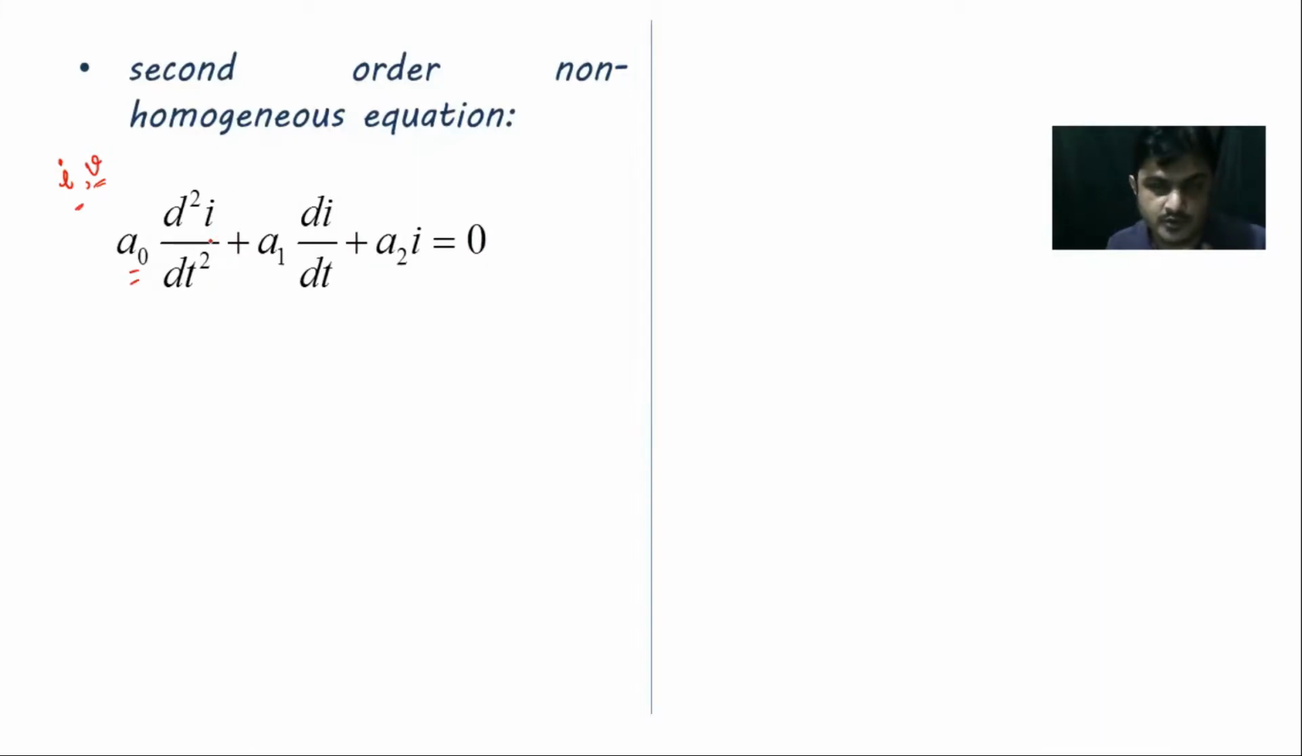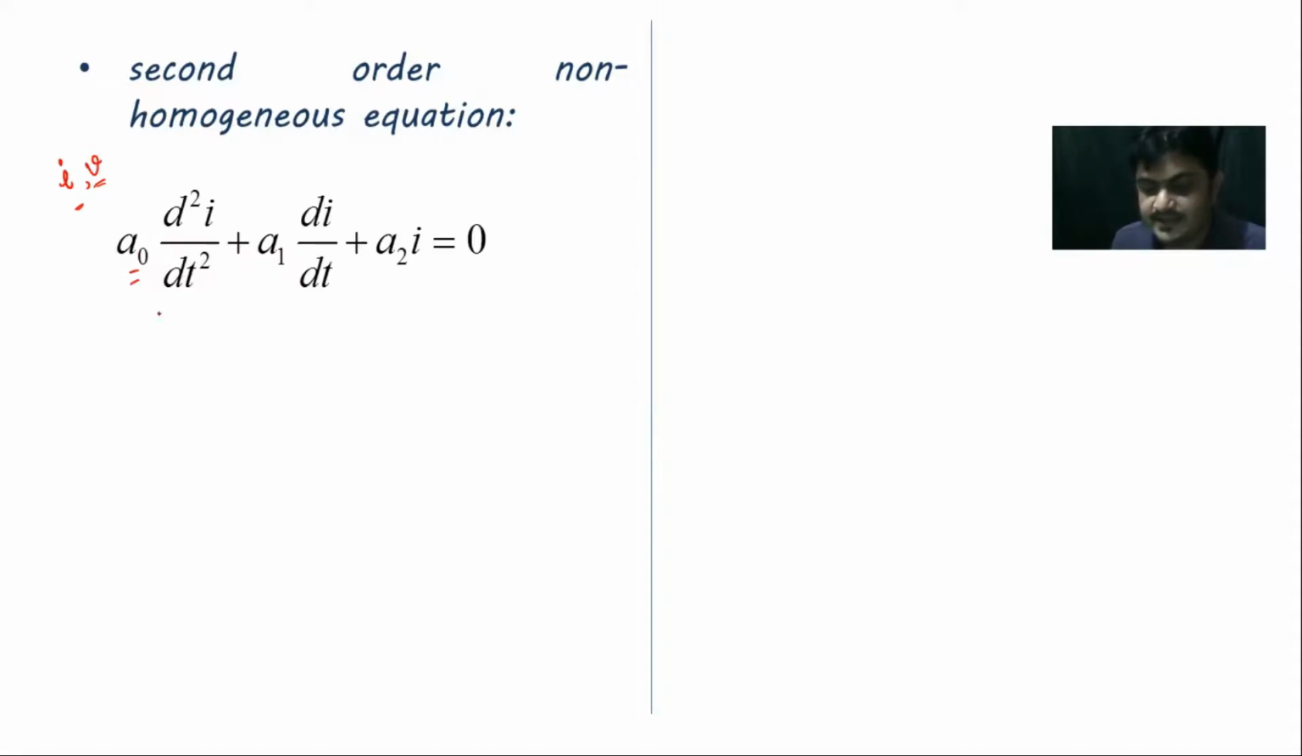If you have to calculate the current, then this could be d square i by dt square, and if you want to calculate the voltage, in that case this equation turns out to be d square v by dt square plus a1 dv by dt plus a2 into v that is equal to 0. So you take note of that, right?